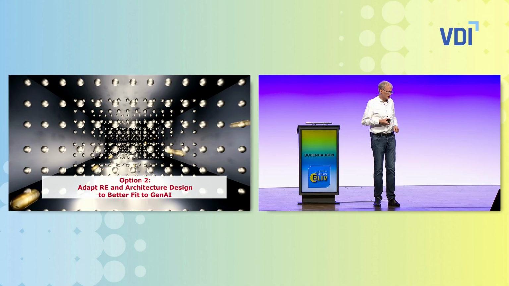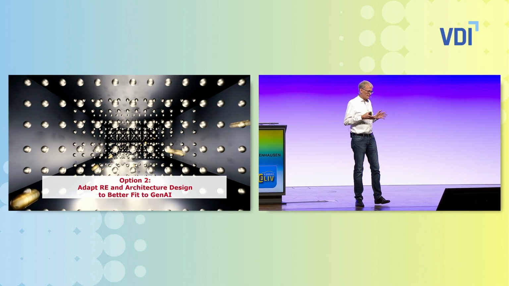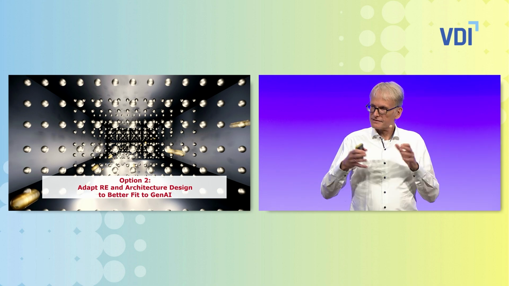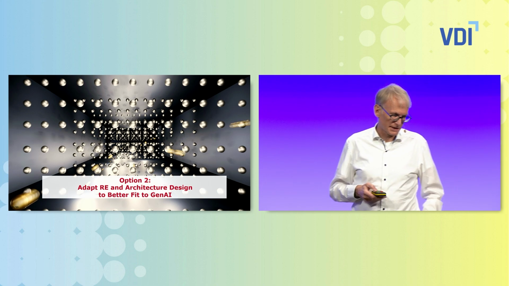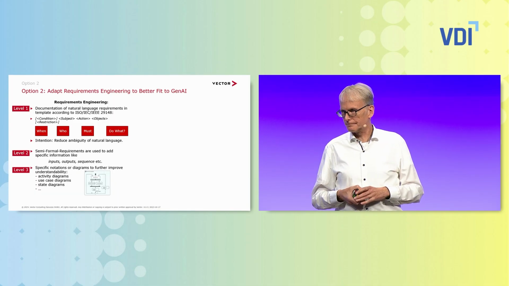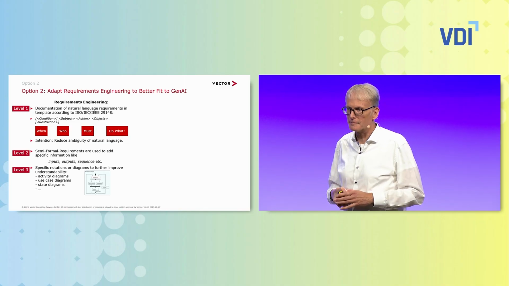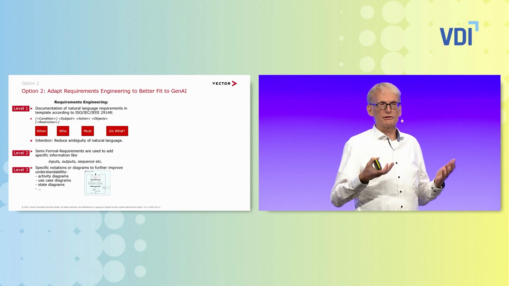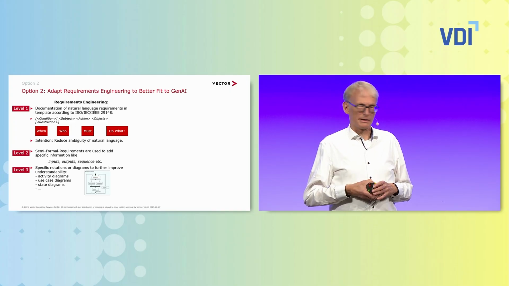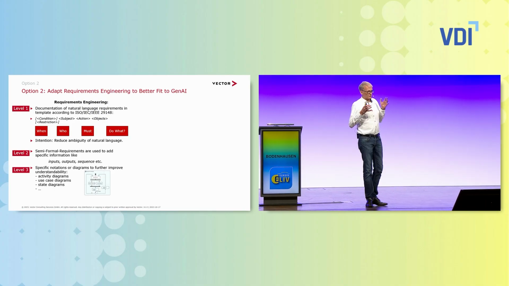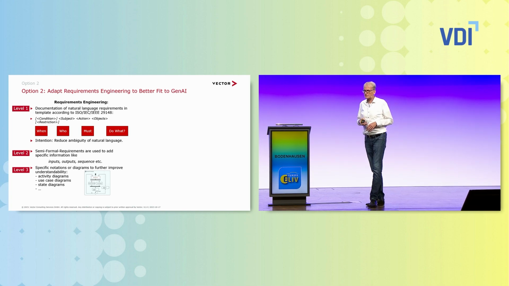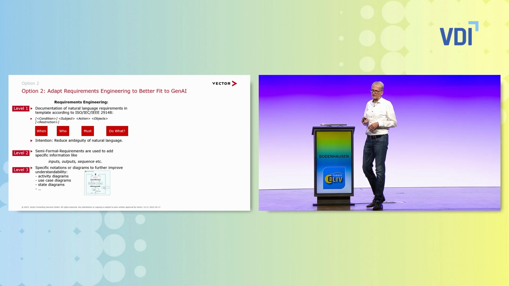Next option, option two: adapt requirements engineering and architecture design to better fit GenAI, to these prompt inputs. So let's have a look at that. Requirements engineering is quite a mature discipline. You have several levels of requirements. On the first level, you usually have natural language statements, but they're typically done using a template: when, who, must, do what. It's a typical template, and if you use the template, you are creating better natural language requirements.